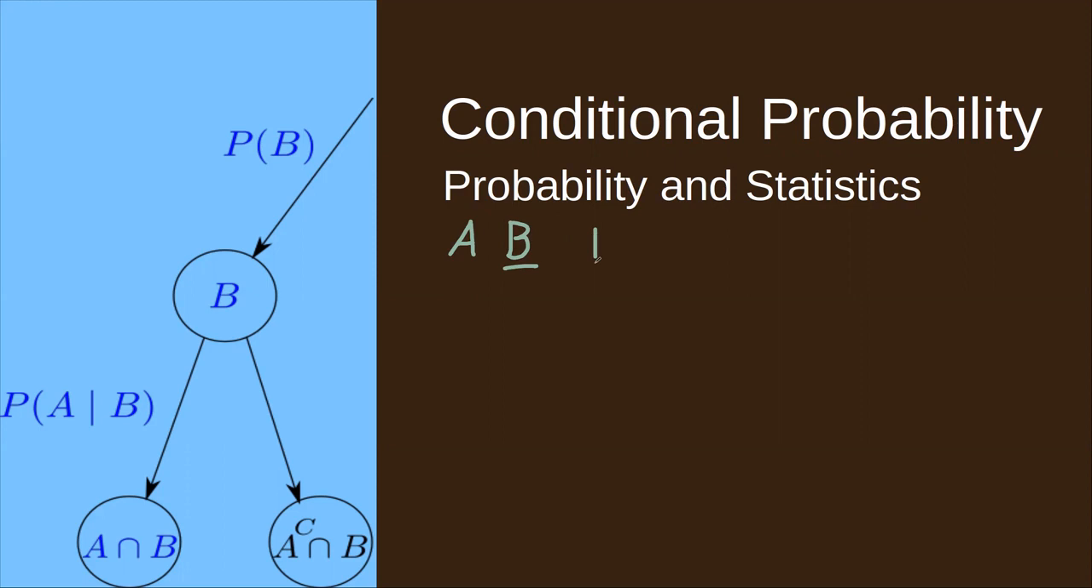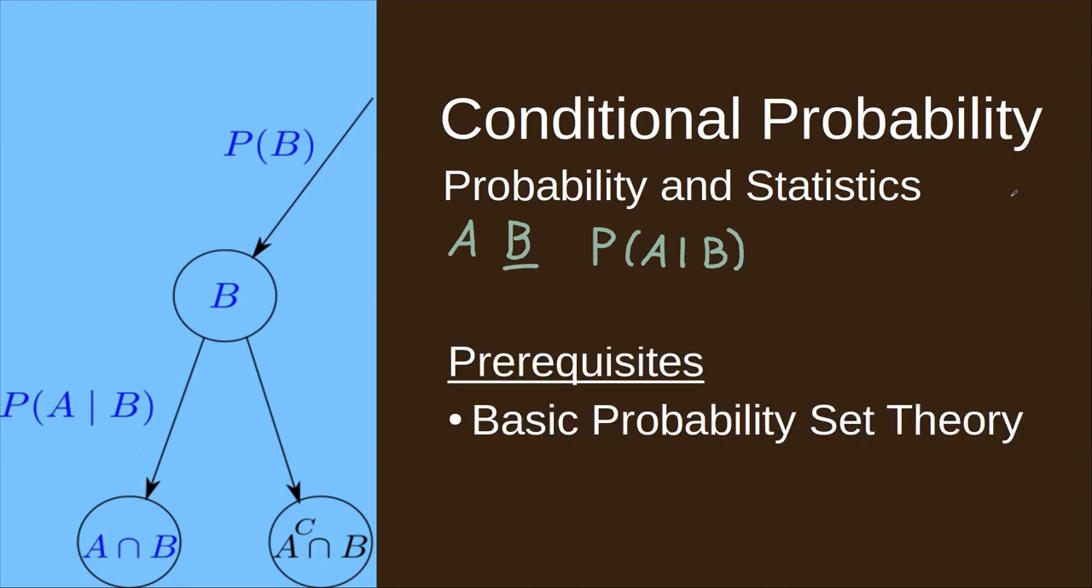Or in mathematical notation, you would say, what is the probability of A occurring conditioned on the fact that B has already occurred? And this turns out to be an incredibly useful concept to solve harder probability theory problems.